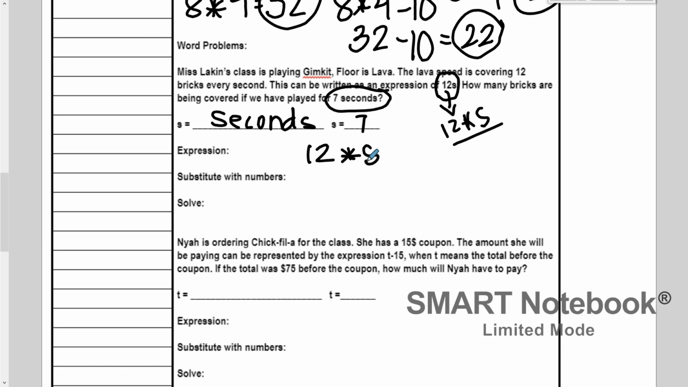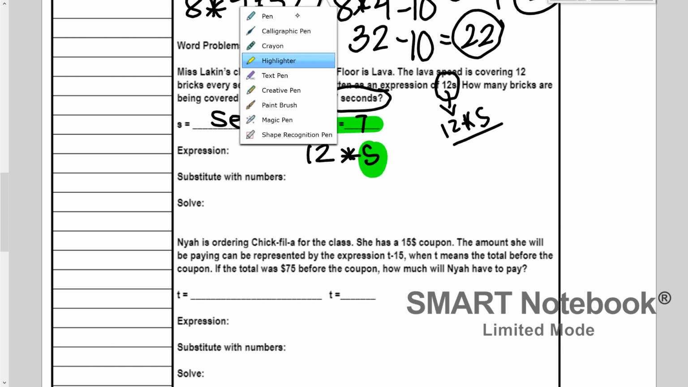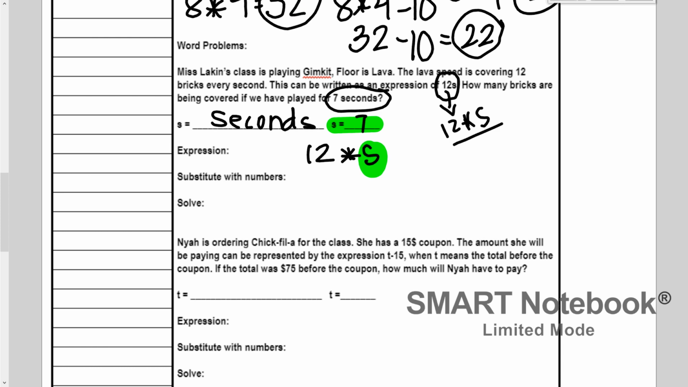Then we are substituting in. They're telling us S equals 7. So we're going to substitute that S with a 7. So I'm going to have 12 times 7. Now for me, I don't know 12 times 7 off the top of my head, and I do not have a multiplication chart next to me, so I'm going to just multiply. 7 times 2 is 14. 7 times 1 is 7, plus 1 is 8. So this would be 84.